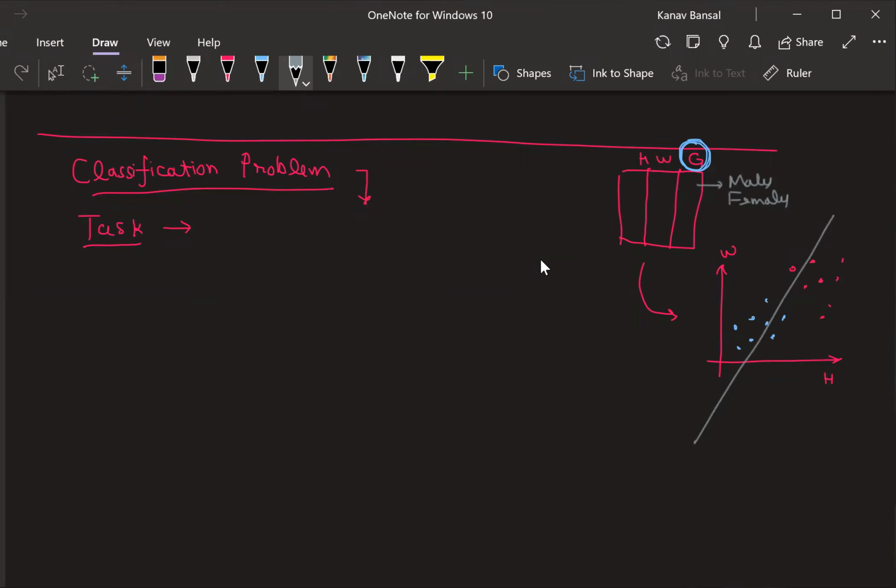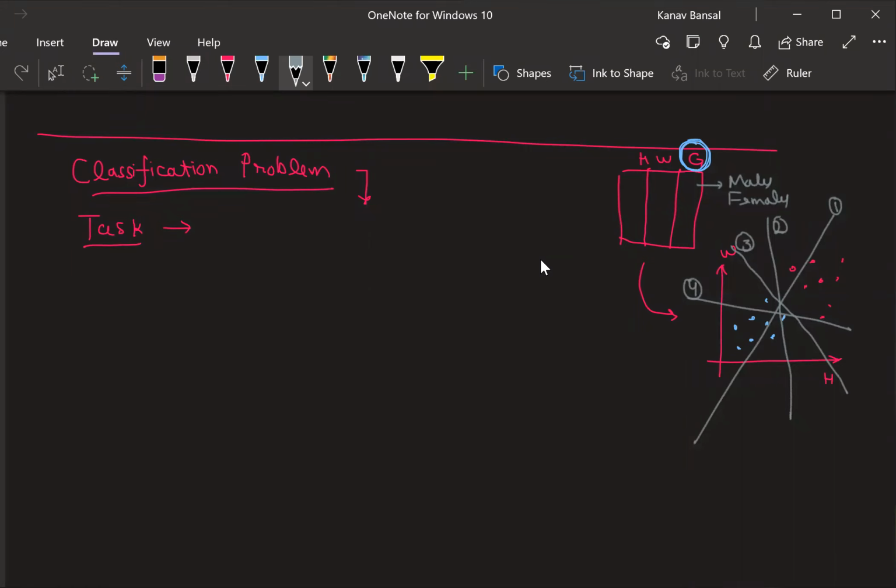I'll try to draw some lines here. You tell me which line is a good line. So I have line number 1, line number 2, line number 3, line number 4. Which line do you think is the best line? Yes, the third is a good line. Can anyone tell me why the third is a good line? What is your observation?